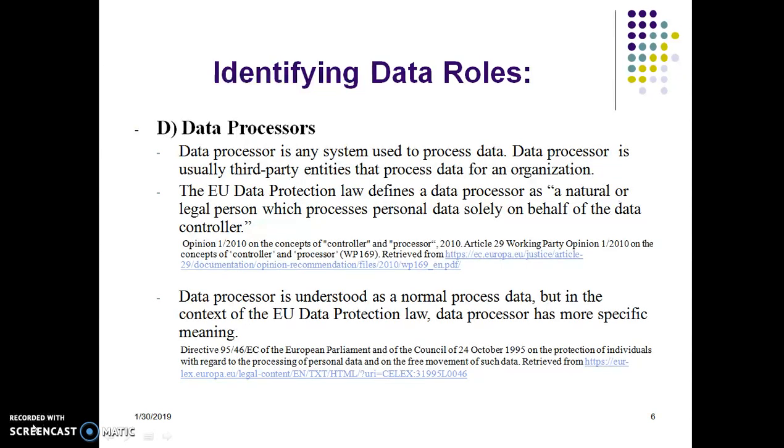Data processor is the fourth role. A data processor is any system used to process the data. A data processor is usually a third-party entity that processes data for an organization. The EU Data Protection Law defines a data processor as a natural or legal person which processes personal data solely on behalf of the data controller. A data processor is understood as a normal process of data, but in the context of EU Data Protection Law, data processor has a more specific meaning.